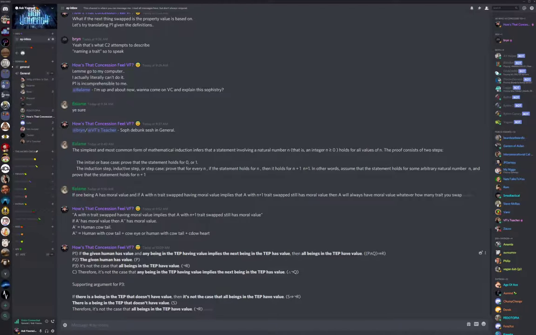If the given human has value and any being in the TEP having value implies the next being in the TEP has value, then all beings in the TEP have value. Can you please appreciate how much nicer and cleaner this is now? It's even bolded so you can see the propositions and where they're negated. Yeah, I would grant that that's true, although Q is false, right? It's certainly true that if P and Q, then R, sure.